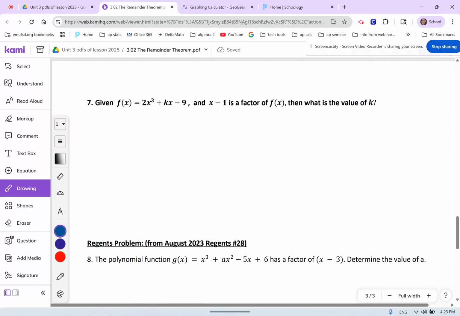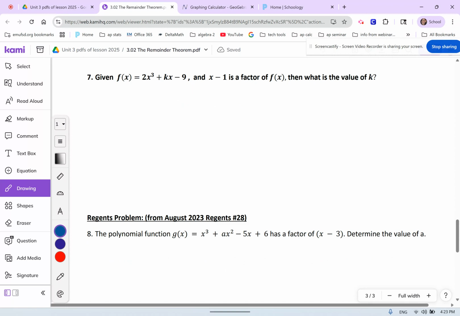Let's look at number 7. So it's the same concept, but slightly different. We're given a function, and we're told that x minus 1 is a factor of f of x. So now we can use the factor theorem to find that k term.